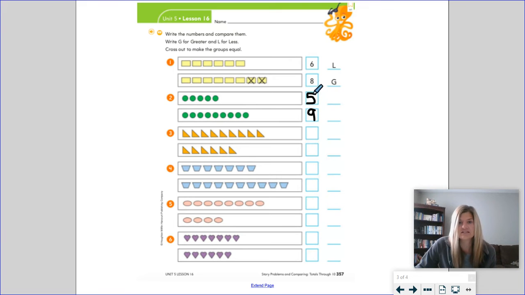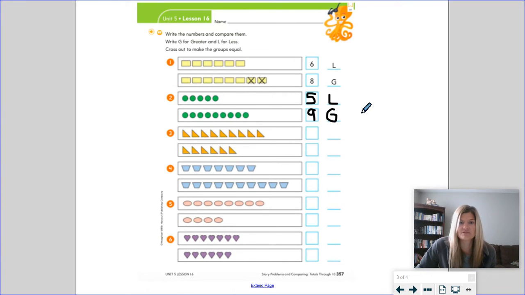Now what I need to do is look at my two numbers and say to myself, which one is greater, which one is less? So let me look at the top. 5 is less than 9, meaning I have a fewer number of circles. And if I look at all these circles that are missing at the top, that is fewer. So that means I have to put an L here for less. 5 is less than 9. So we know 9 is greater than 5. So I need to put a G.